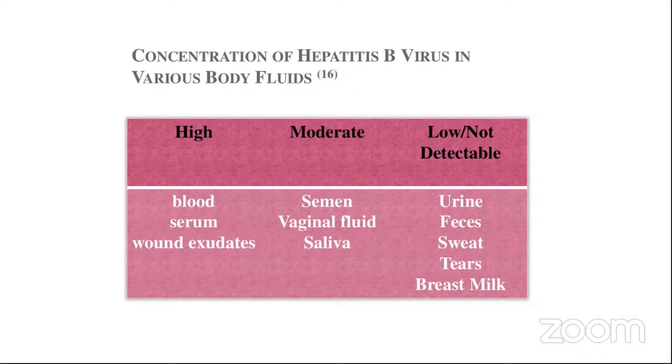In this way, we can find out the concentration of hepatitis B virus in various body fluids. It is present in high amounts in blood, serum, and wound exudates. It is also moderately present in semen, vaginal fluid, and saliva, and low or sometimes not detected in urine, feces, sweat, tears, and breath.